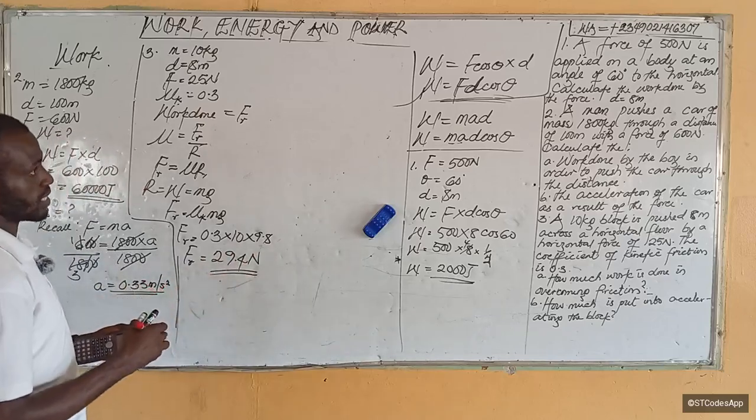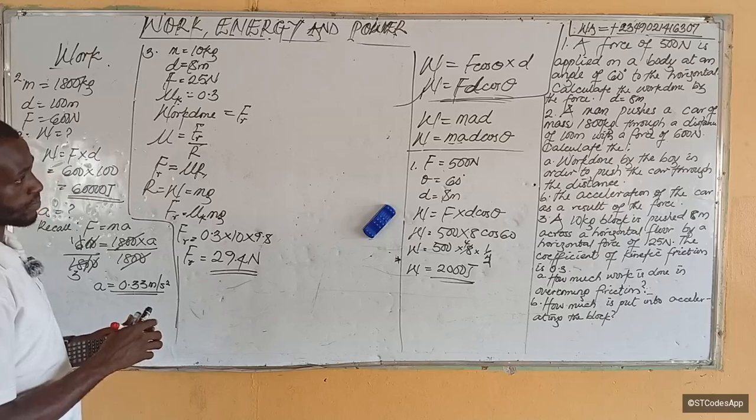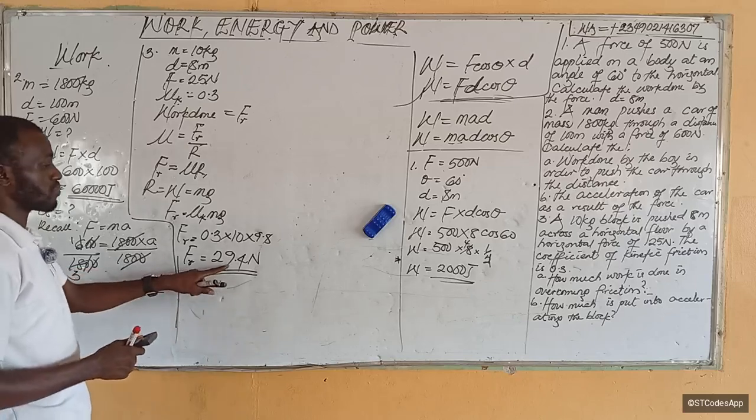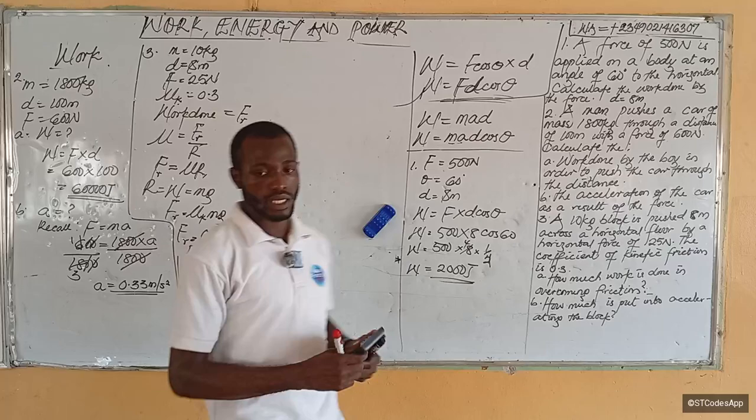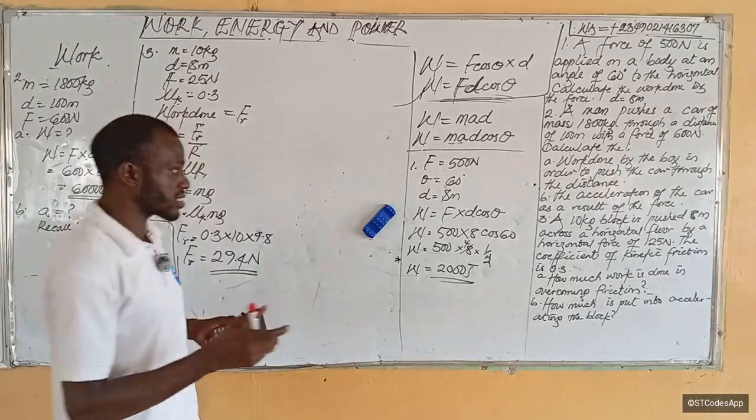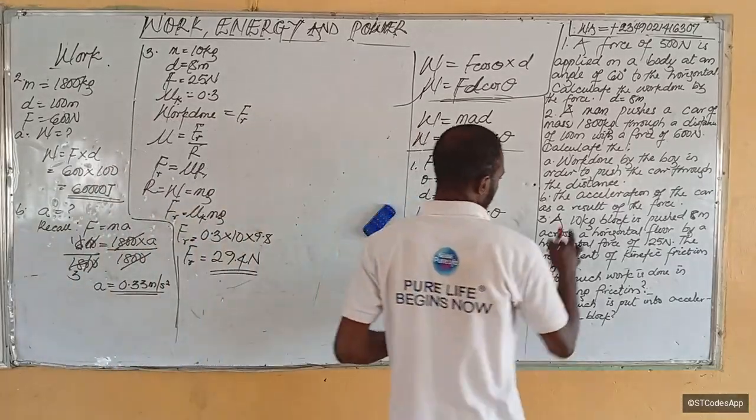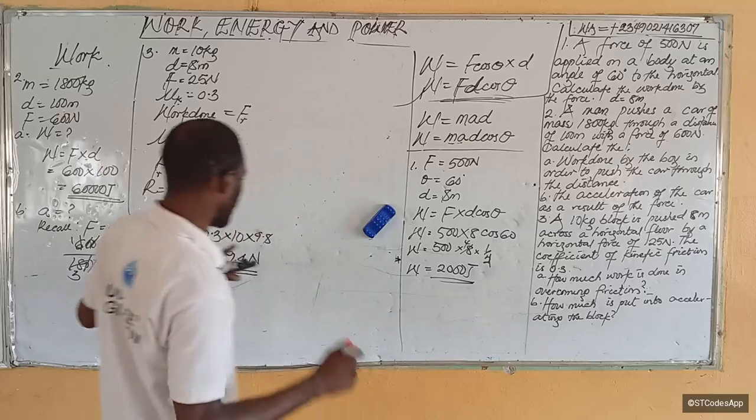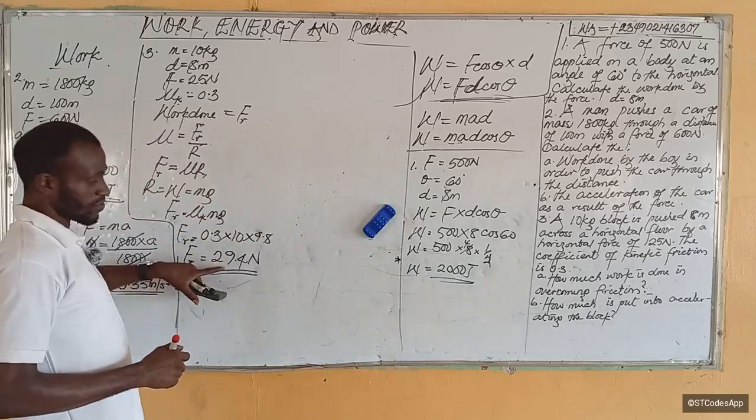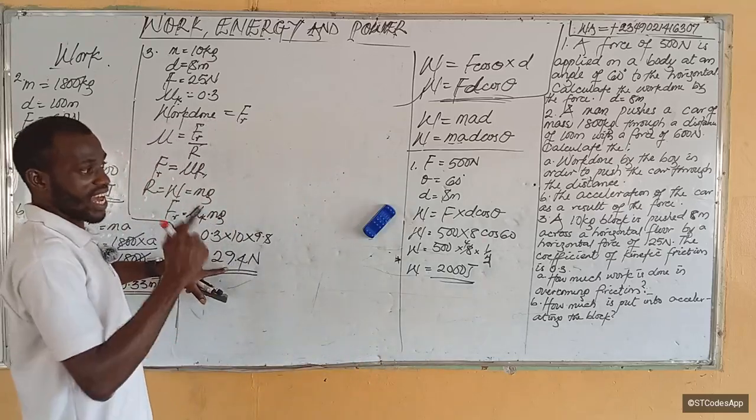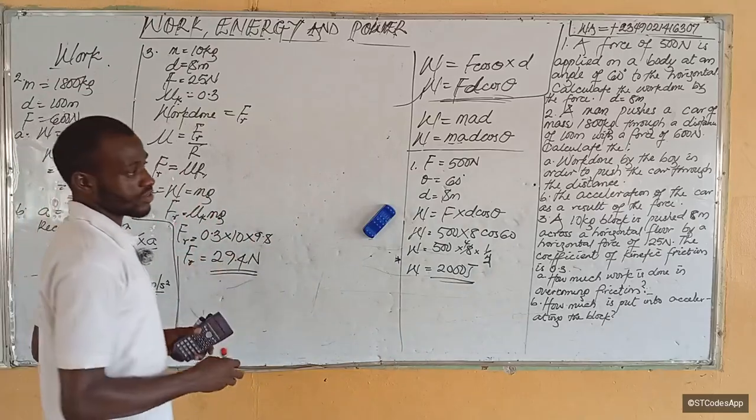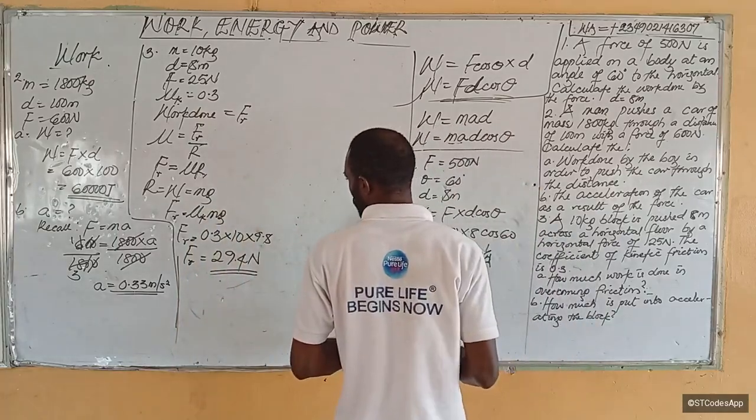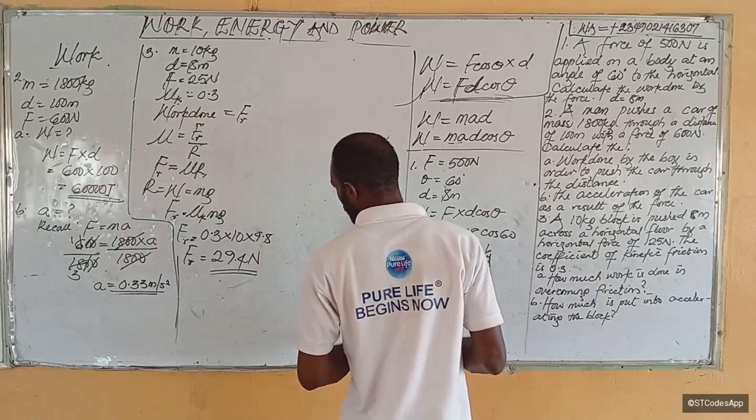29.4 Newton. It means our body cannot move if frictional force is 29.4 Newton. So let me correct the question. If the coefficient of friction is this much, the body will not move because frictional force is already 29.4 Newton, and the force that is applied. So if the body moved, let's probably reduce the coefficient of friction.